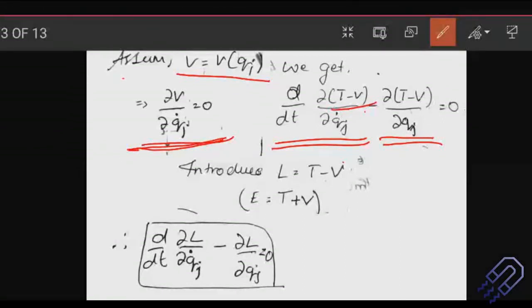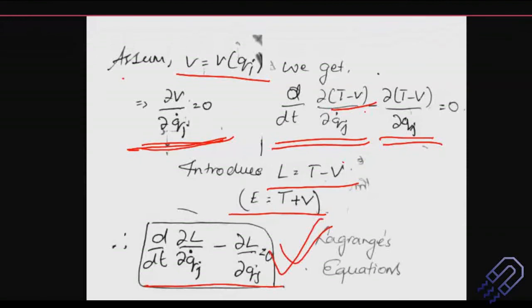So we introduce L is equal to T minus V, the difference of kinetic and potential energy. We can simply write it down as d/dt of delta L by delta qj dot, minus delta L by delta qj, is equal to 0. This is your Lagrangian. This is the Lagrange's equation.